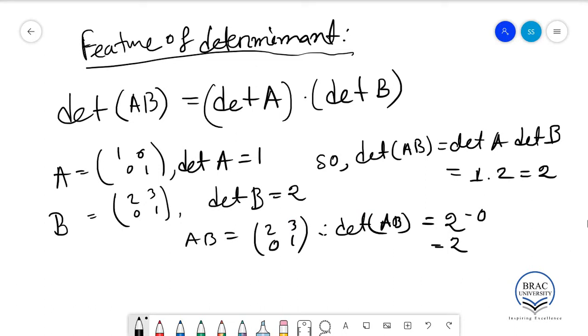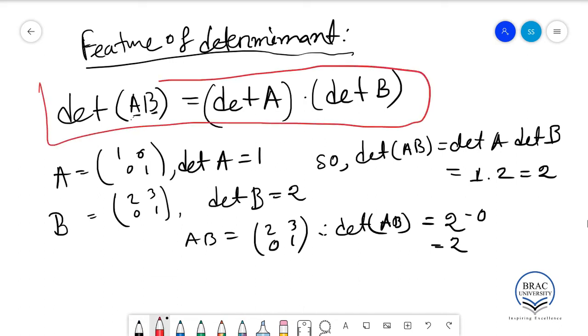In this lecture we are going to see some features of the determinant. So let's say I have a matrix called A and I have a matrix called B. If I multiply them using the standard matrix multiplication, then the determinant of AB combined will decompose into determinant of A and determinant of B. That is this property over here.